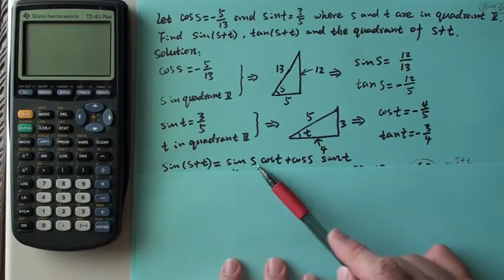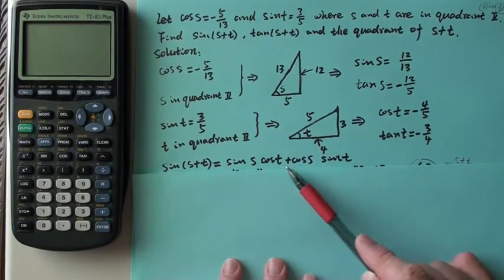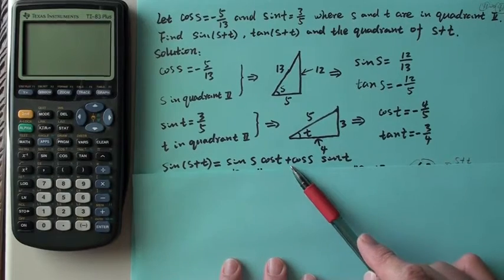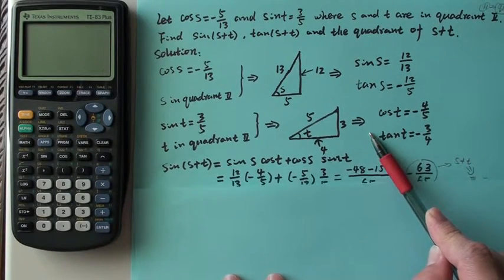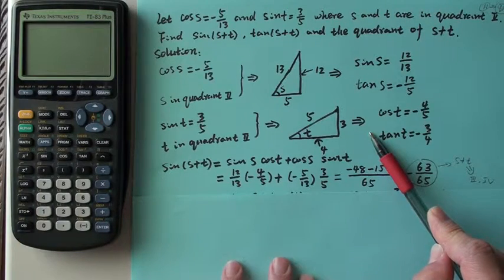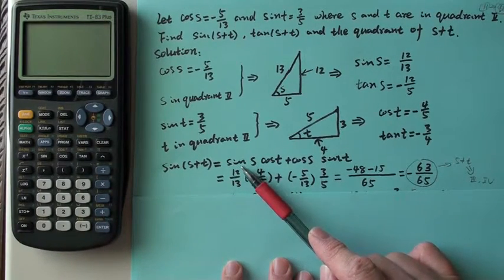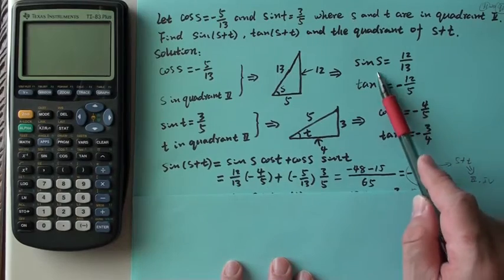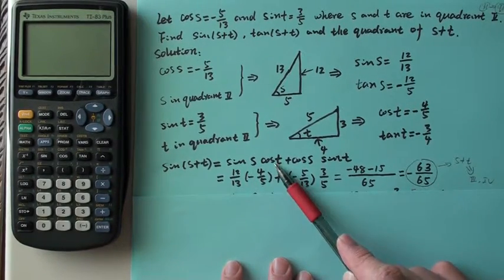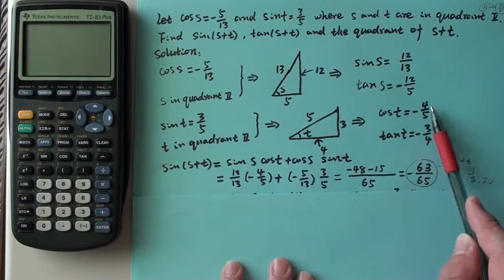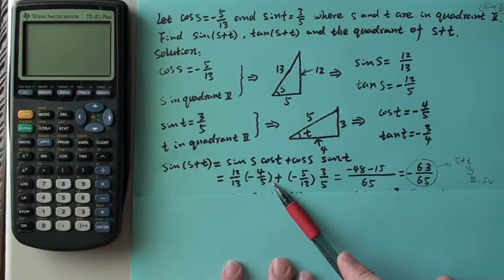First angle goes here, second angle goes here, plus, plus. Alright, then the rest of the business is to plug in the values, because you know all the values. Sine s from here, 12 over 13. Cosine t from here, negative 4 over 5.